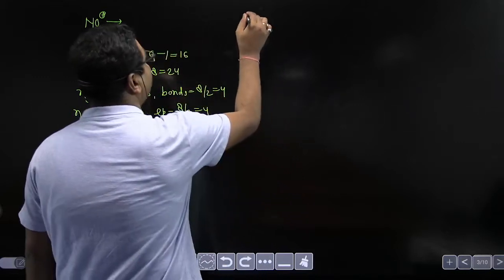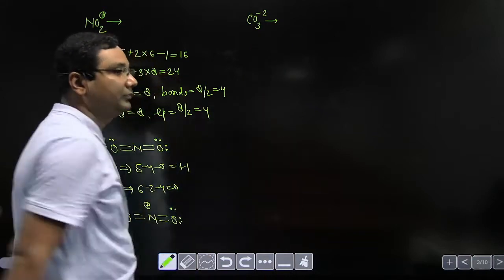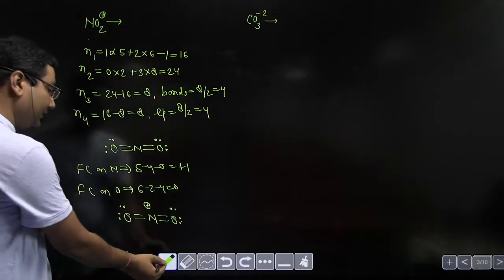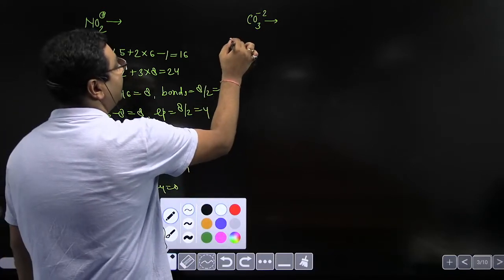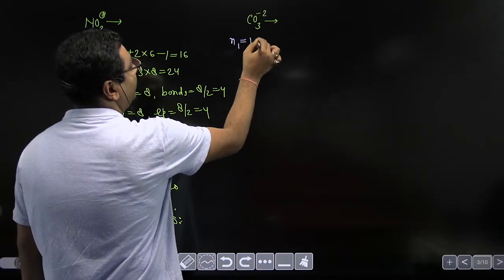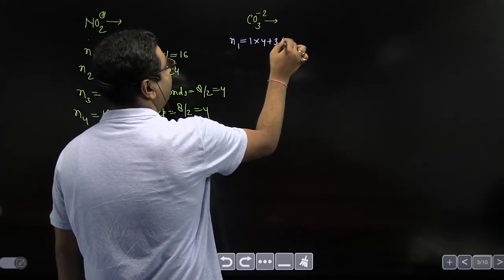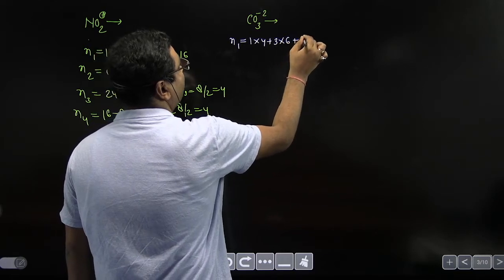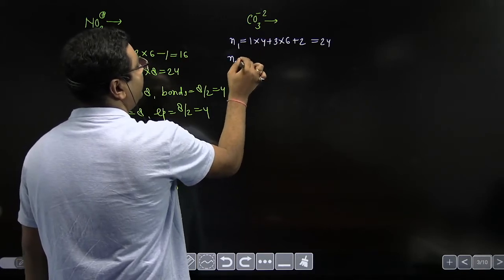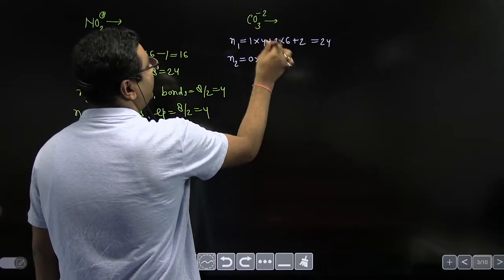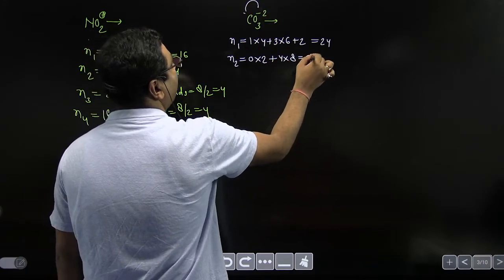Similarly, suppose you have to find the structure of CO3 minus 2. You will find the structure by the same rule. First of all, you have to find N1, N2, N3. So N1 equal to 1 into 4, 1 carbon contains 4 electrons, plus 3 oxygen, 3 into 6, plus 2 negative charge. So this is 24. Now N2 equal to 0 into 2, no hydrogen atom, plus total 4 atoms, 3 oxygen and 1 carbon, 4 into 8, this is equal to 32.